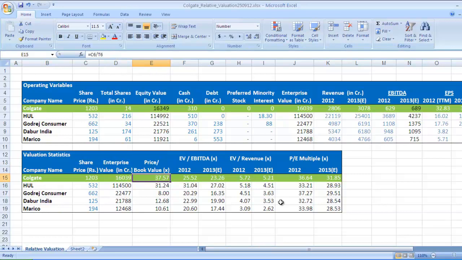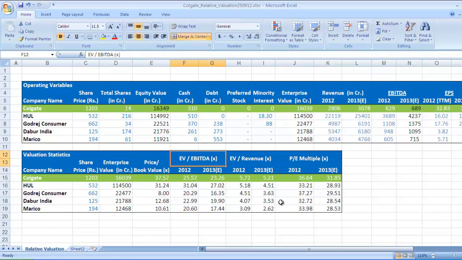Okay, price by book value. Price by book value is a very important ratio. That is how many times the book value the market is paying. For example, if you check this, Colgate has the highest multiple, followed by HUL. The least is Godrej Consumer. In this ratio, I can say Godrej Consumer is undervalued, but we need to check other ratios as well.